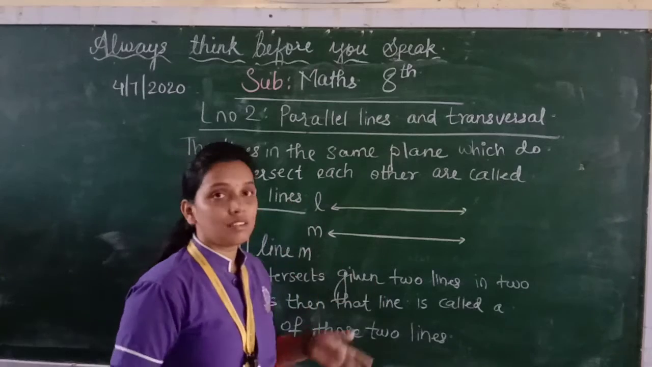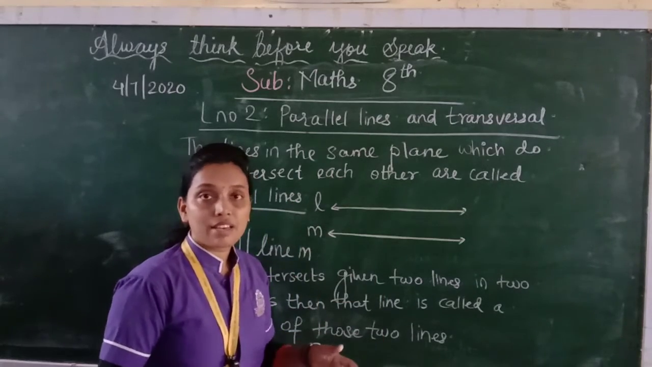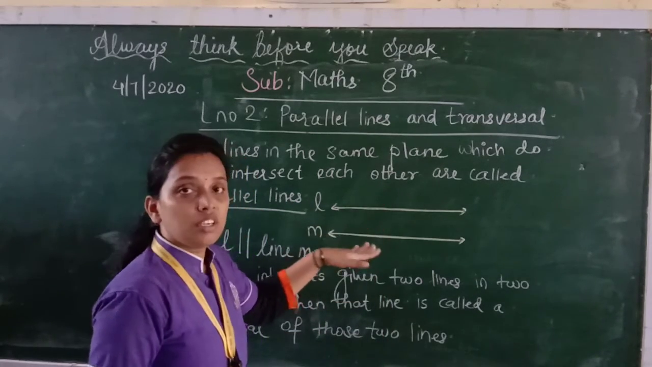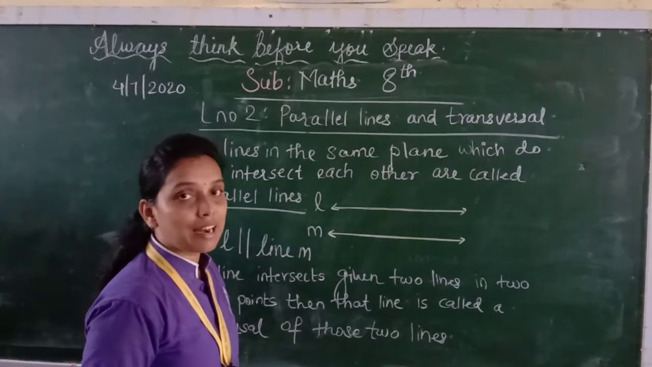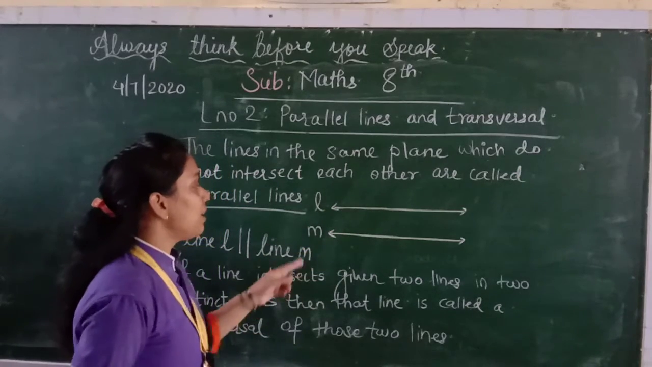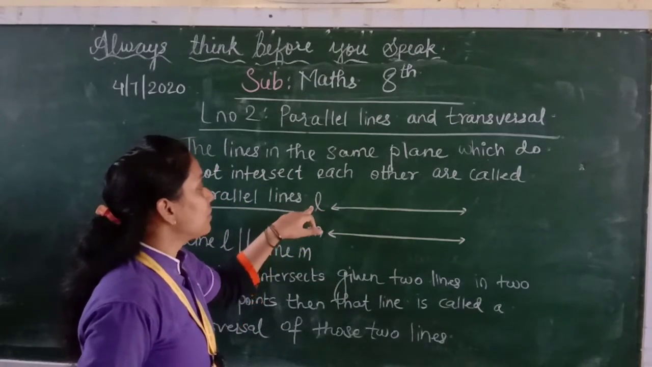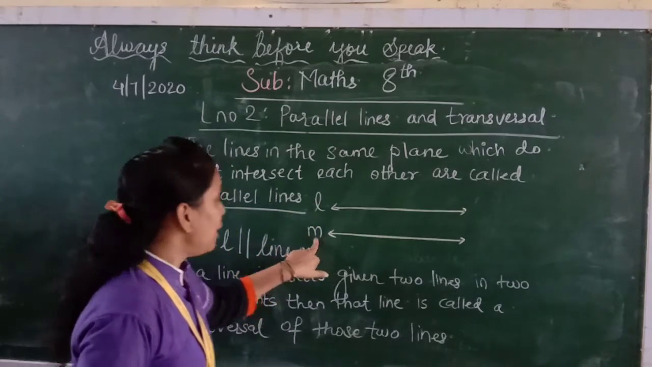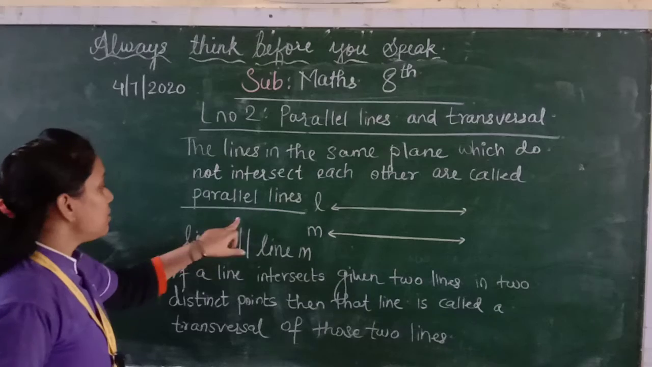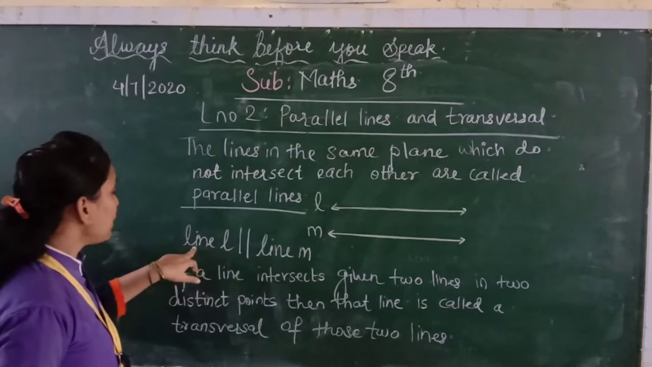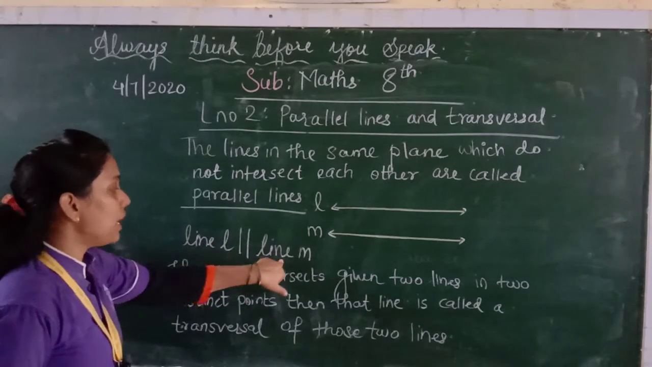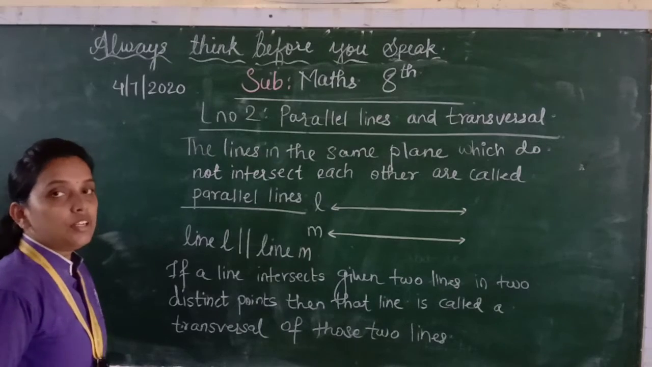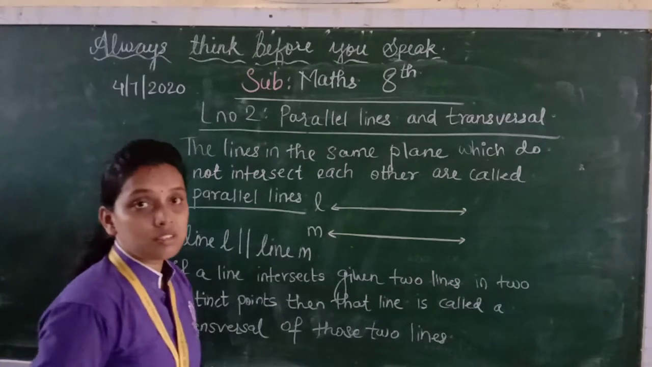If you can see the railway tracks, they are parallel to each other. So these are parallel lines. Now we can say over here that line L is parallel to line M, and you can indicate it like this. This is the parallel sign. Line L is parallel to line M. Now, what is a transversal?